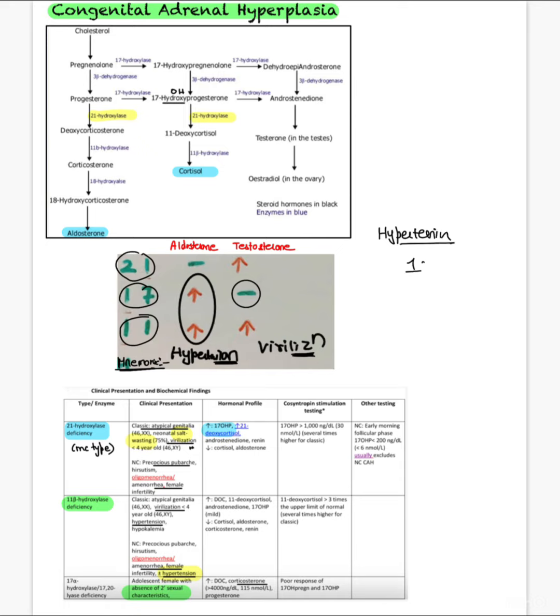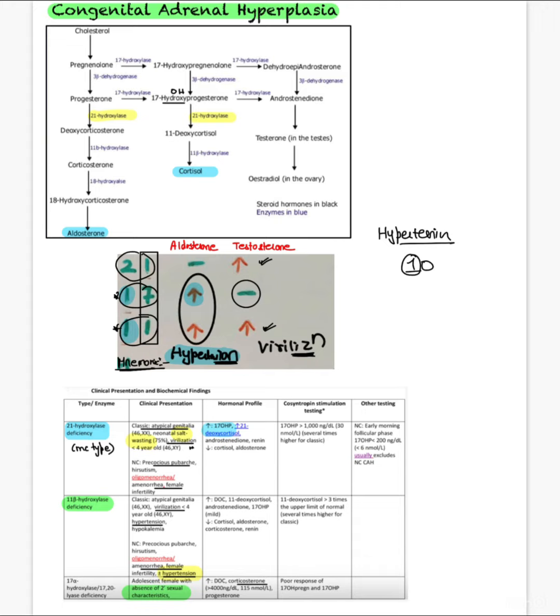Hypertension means 1 is coming. Okay, guys, so if the first digit is 1, that will have hypertension. See, both of these have hypertension. Do you see? This has 2, not 1. So hypertension is absent in 21 alpha hydroxylase. Now the other digit, guys, indicates your virilization. If it is 1, virilization is present. See, virilization present, virilization absent.